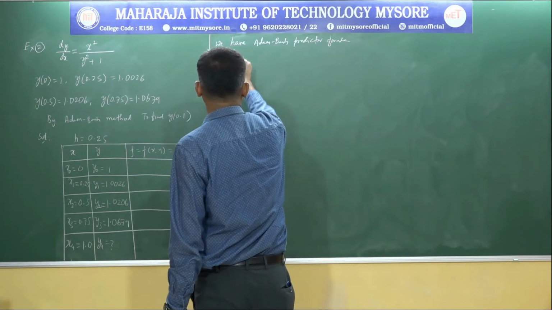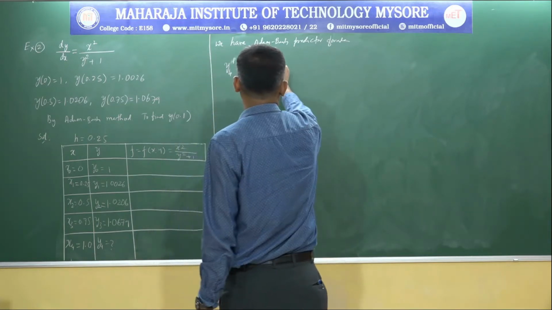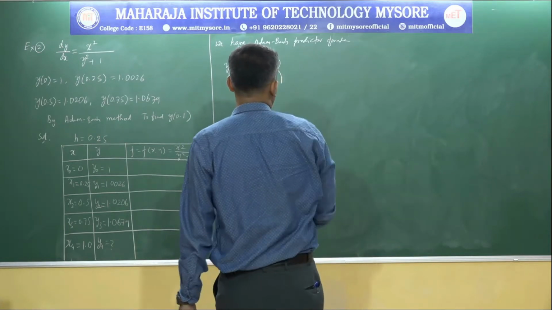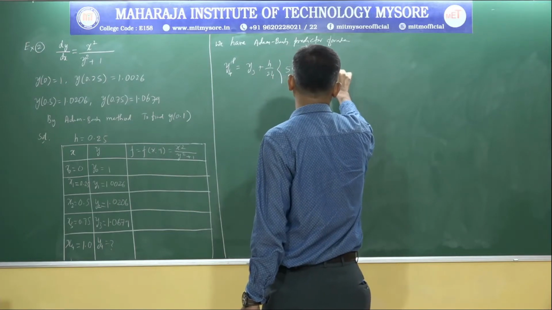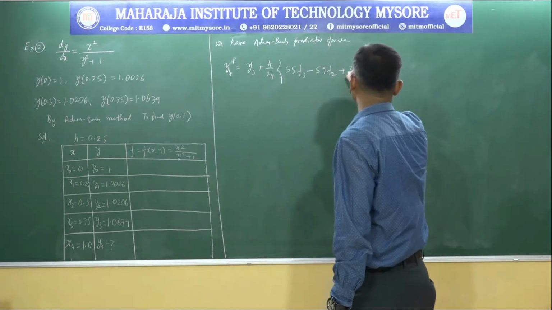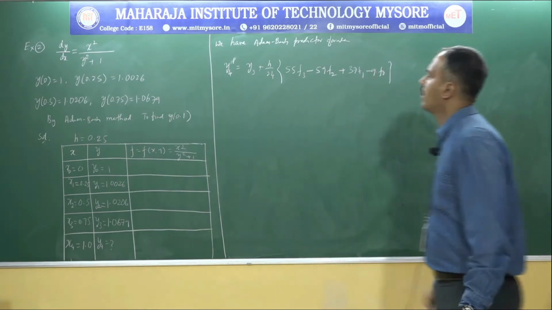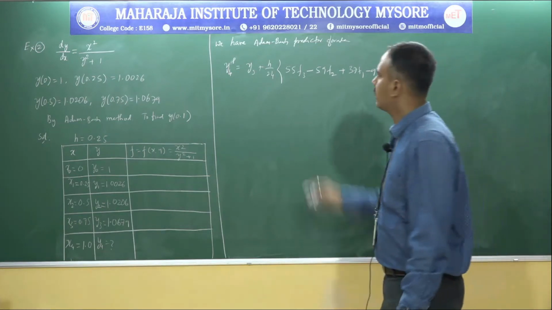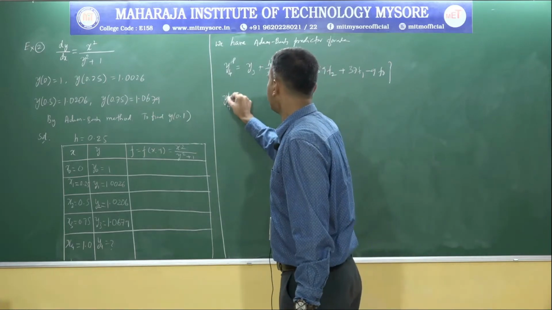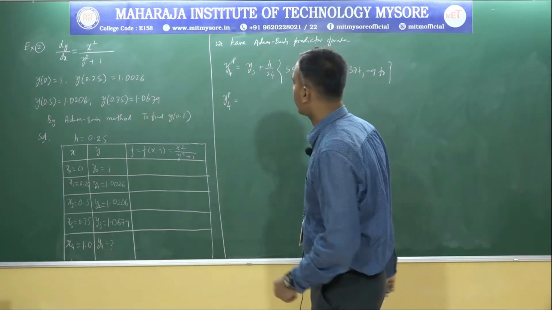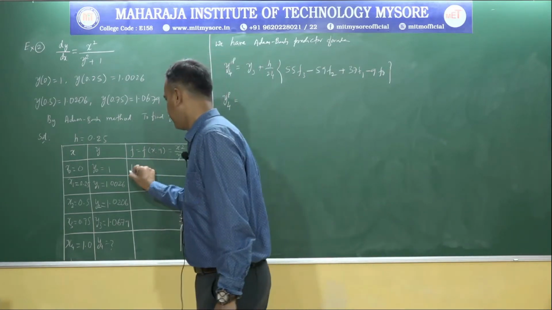Now y4p is equal to y3 plus h by 24, times 55f3 minus 59f2 plus 37f1 minus 9f0. Here, initially, we consider the formula for y4p in terms of y3.